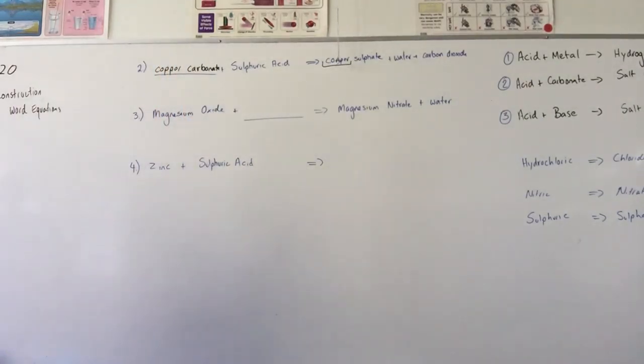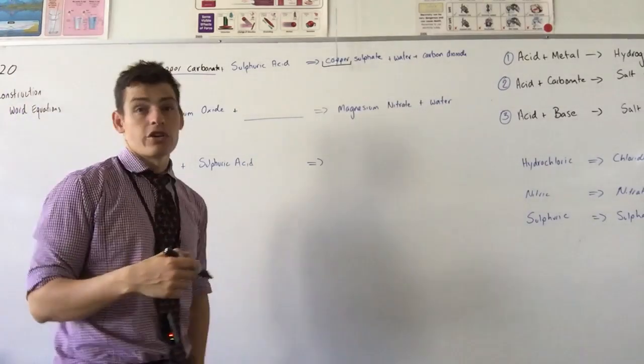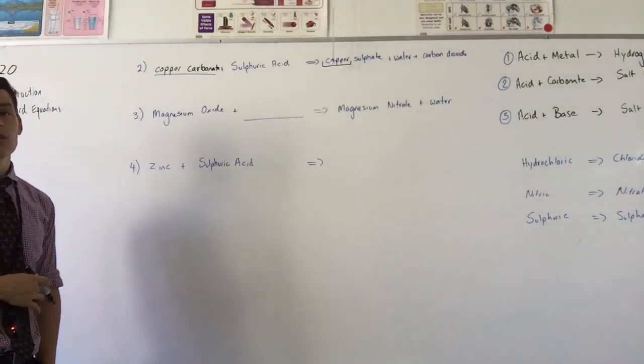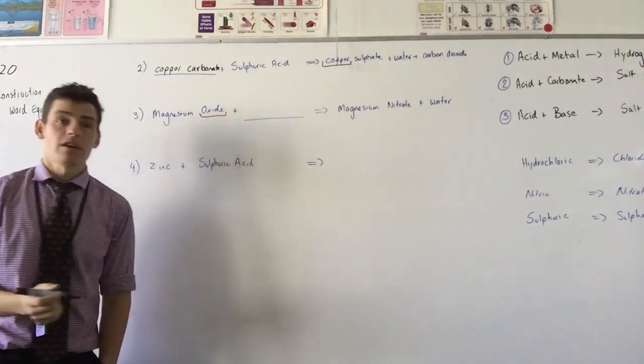Next reaction, we've got magnesium oxide plus something equals magnesium nitrate plus water. What type of reaction have we got, Adam, for question 3? Acid metal. Are you sure? Acid base. How do you know that? It says water. There's nothing wrong with that. So you've got water and a salt as your products. Very good. The other hint would be what, Charlie? What's our other hint to know that it's an acid-base reaction? Oxide. We see this word oxide, which tells us we're dealing with a base.